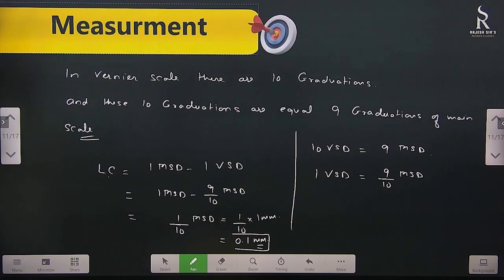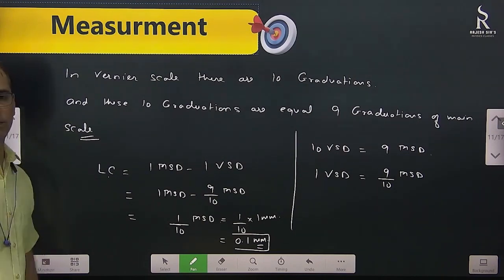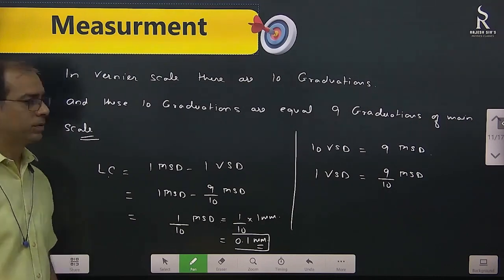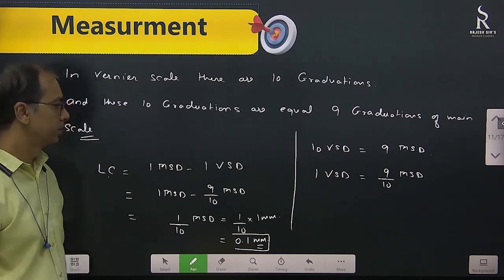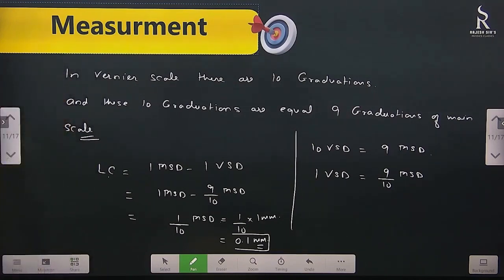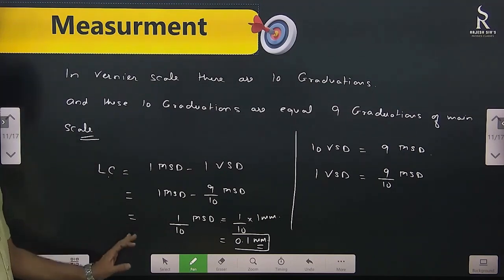You all have seen vernier calipers? Okay. 12th class? Hashini, you have seen it? Yes. Good. Noted this one?